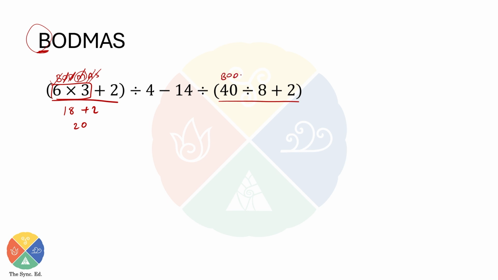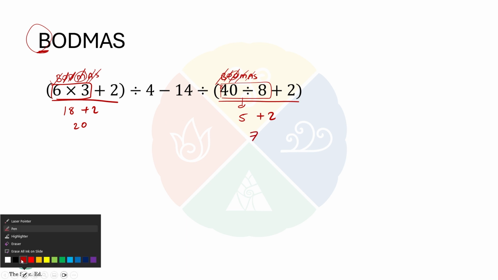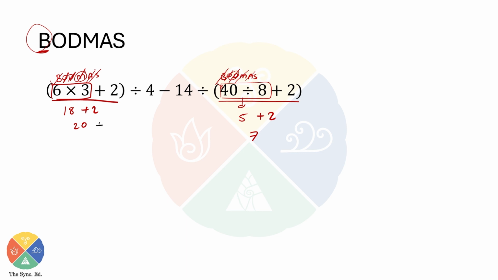Here also we have to activate a separate BODMAS. There is no bracket inside the bracket. So bracket is done. Order is not there. Division is there. 40 divided by 8 will give you 5 plus 2. Division is done. Multiplication is not there. Addition you will do. What is 5 plus 2? 7. Okay. Now just copy paste everything else. So divided by 4 minus 14 divided by this 7. So that's it. Now the first brackets are done.